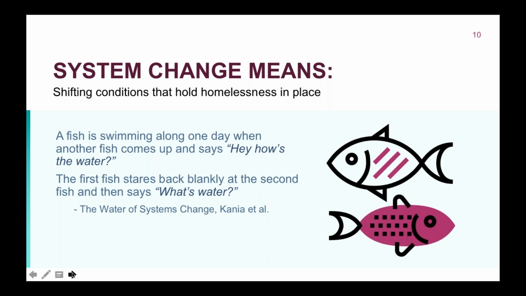A fish is swimming along one day when another fish comes up and says, "Hey, how's the water?" The first fish stares back blankly at the second fish and then says, "What's water?" The deeper work of systems change then is to find better ways to see the water or the conditions that work to keep homelessness in place.